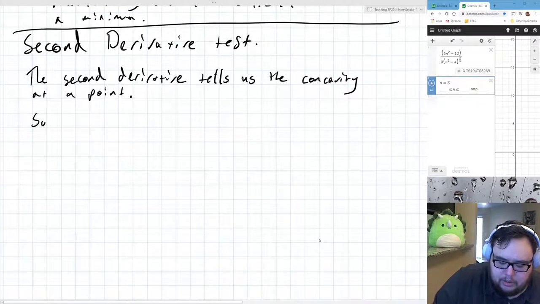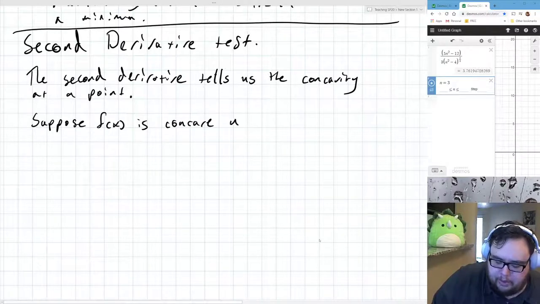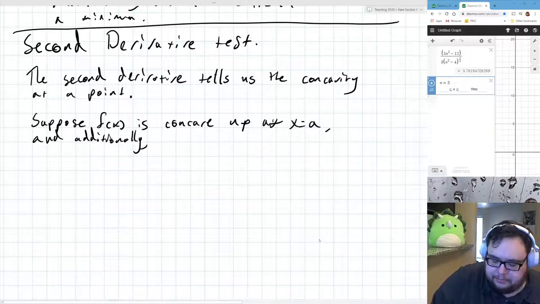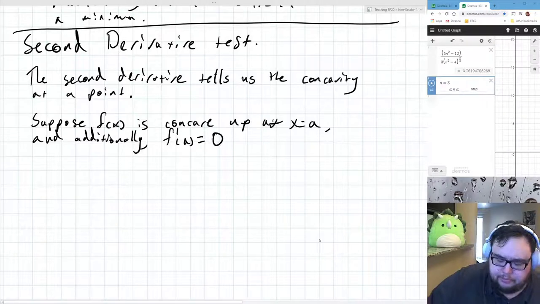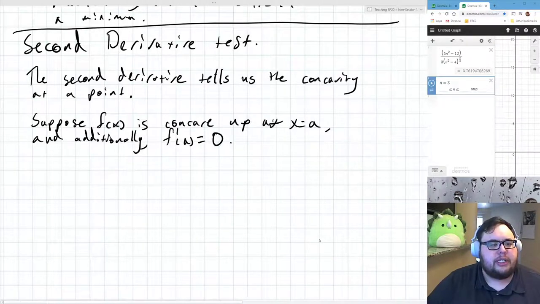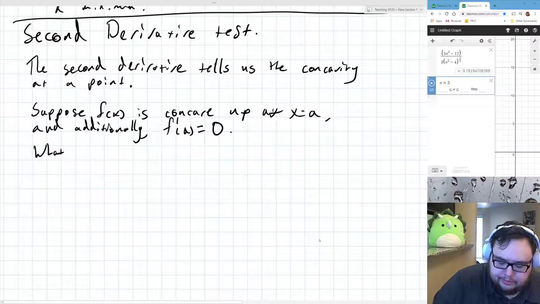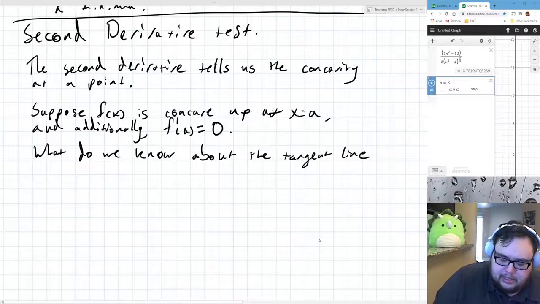So suppose f of x is concave up at x equals a, and additionally, f prime of a is equal to 0. So the first derivative at that point is equal to 0. What does this actually mean? What do we know about the tangent line at x equals a?